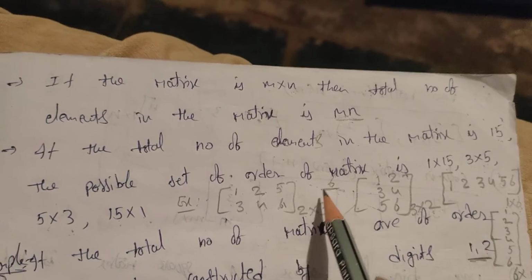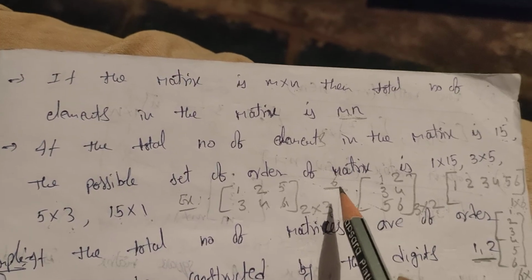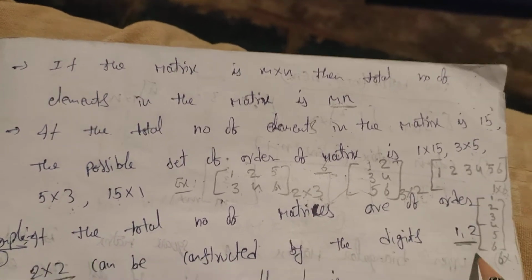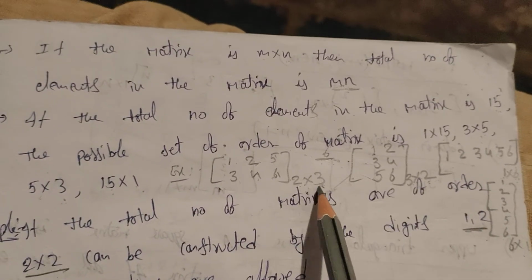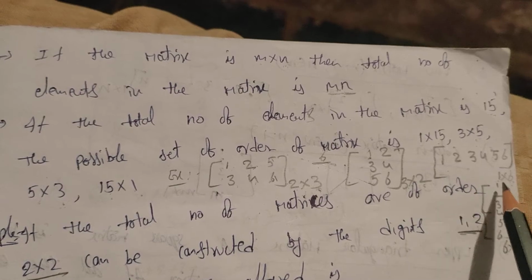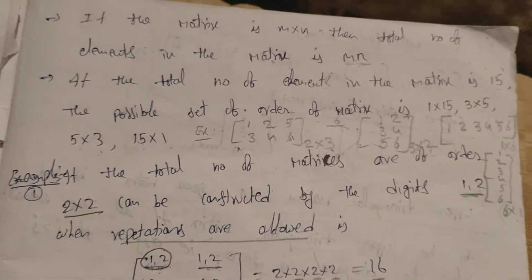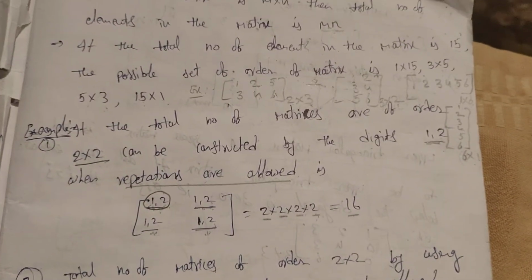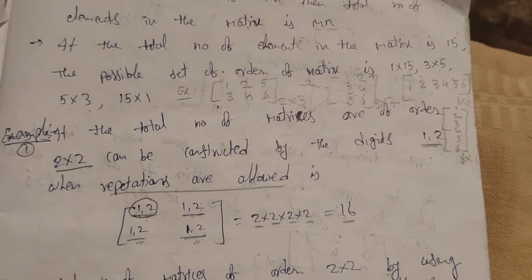So if you want to find the number of matrices with the number of elements 6, there are only 4 possibilities. One matrix order is 2 by 3, another matrix is 3 by 2, another matrix is 1 by 6, another matrix is 6 by 1. So this is one of the important points in matrices. Next one. Clear, all of you?